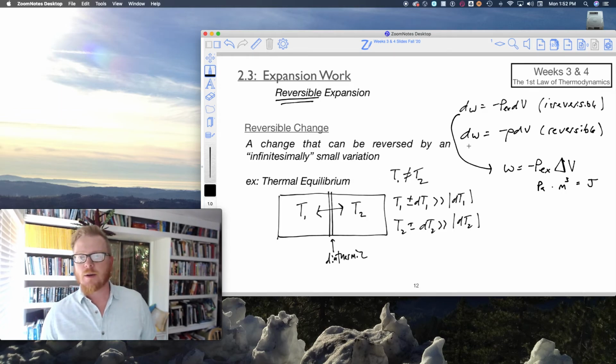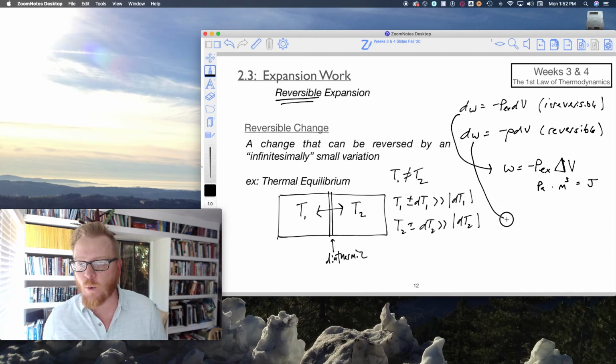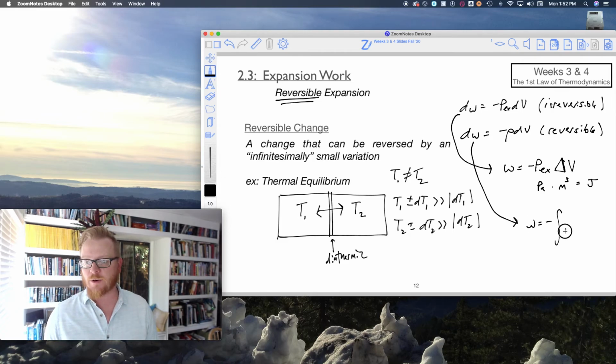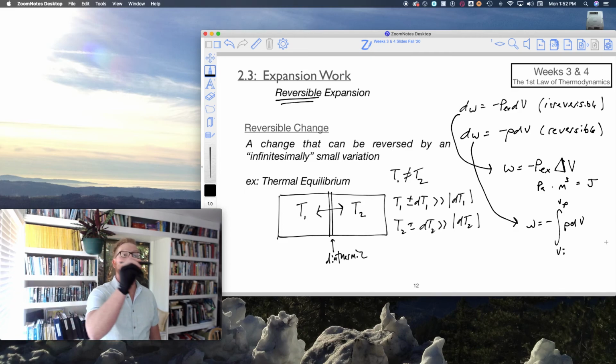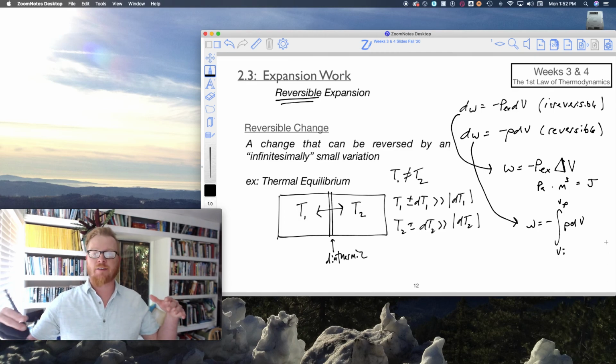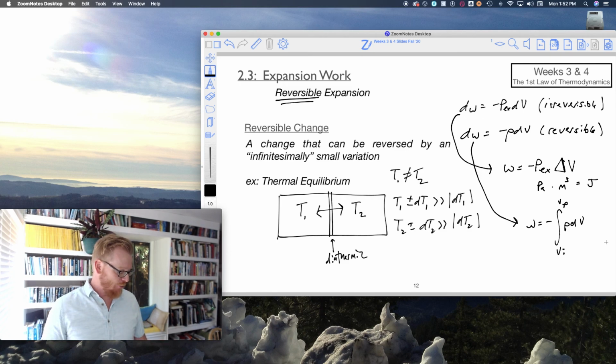What about calculating work for reversible changes? Work equals negative integral P dV, integrated from volume initial to volume final, and I can't pull the P out of the integrand. I have to actually integrate it. So that represents how we calculate the work done reversibly versus irreversibly. Let's keep going.